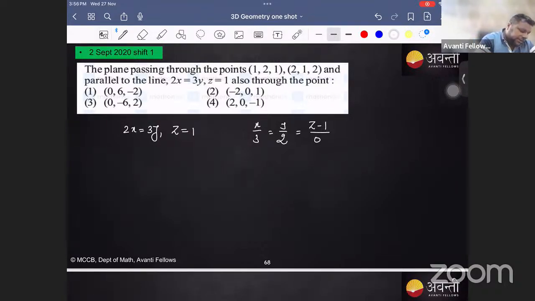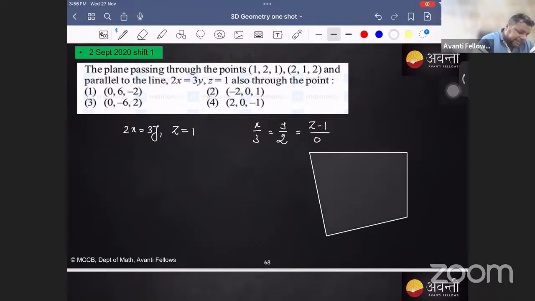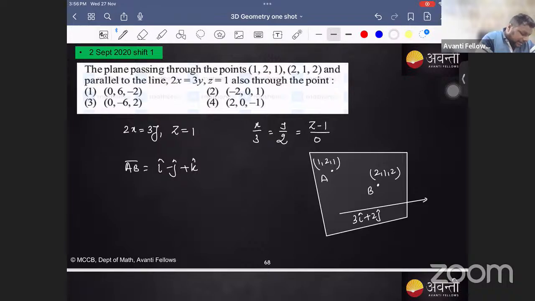Now you have to find the equation of a plane which is containing this line. Containing this line means parallel to this line, like having a vector 3i cap plus 2j cap, and also having 2 points. One is 1, 2, 1, the other is 2, 1, 2. So if it is A, it is B. So you have the AB vector as i cap minus j cap plus k cap. And another, let's call it the P vector, is 3i cap plus 2j cap.